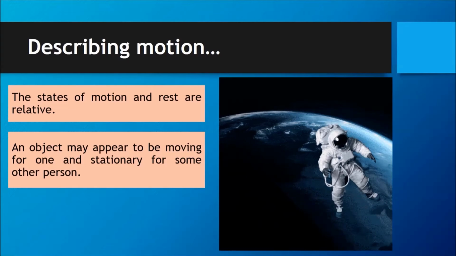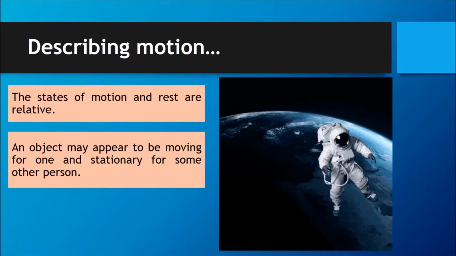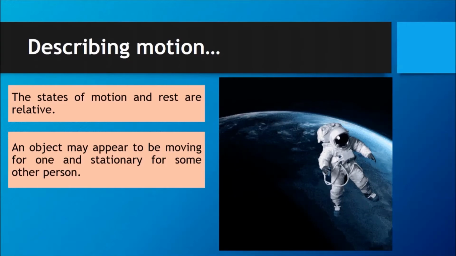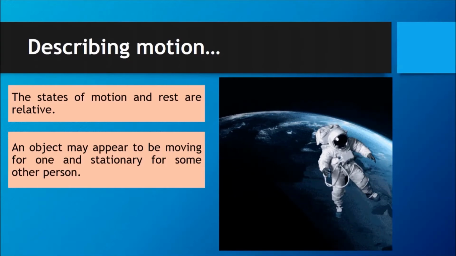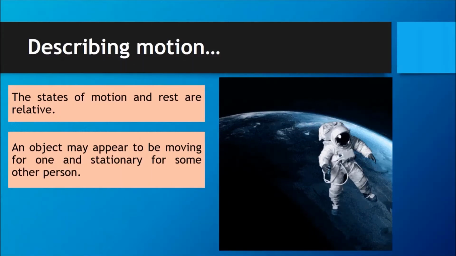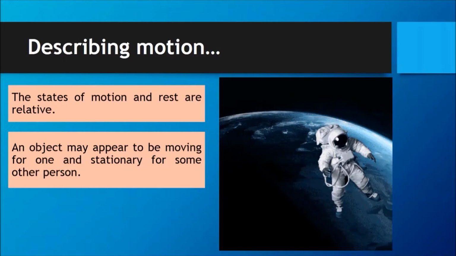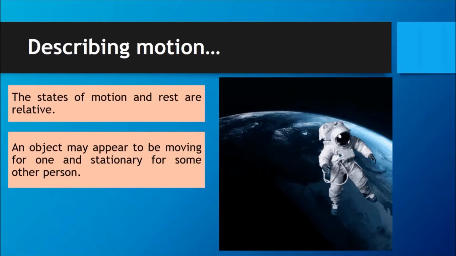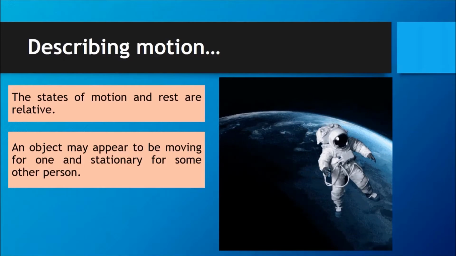Do you see the astronaut and the earth behind him? Which or who is in motion in this picture? The earth or the astronaut? If you see the view from the astronaut, he is at rest and the earth is moving. And if you see the view from the earth, the earth is stationary and the astronaut will be in motion.